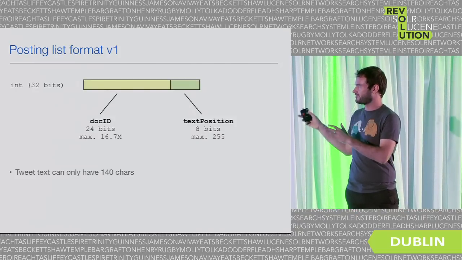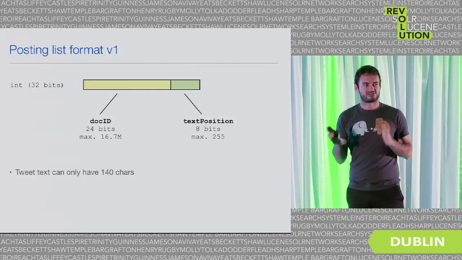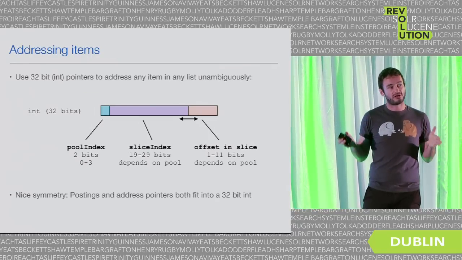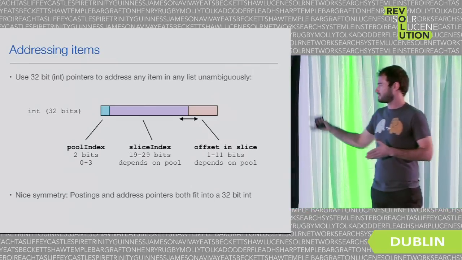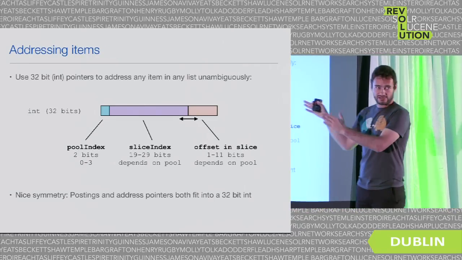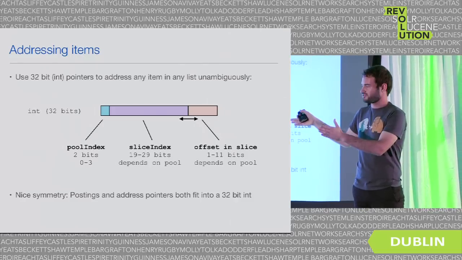Again, this was a posting encoding. Just as a reminder, it fits into 1 integer. The cool thing is that any pointer to any of these postings also fits into 1 integer, because they are encoded like this. We take a 32-bit integer and divide it into 3 sections this time.